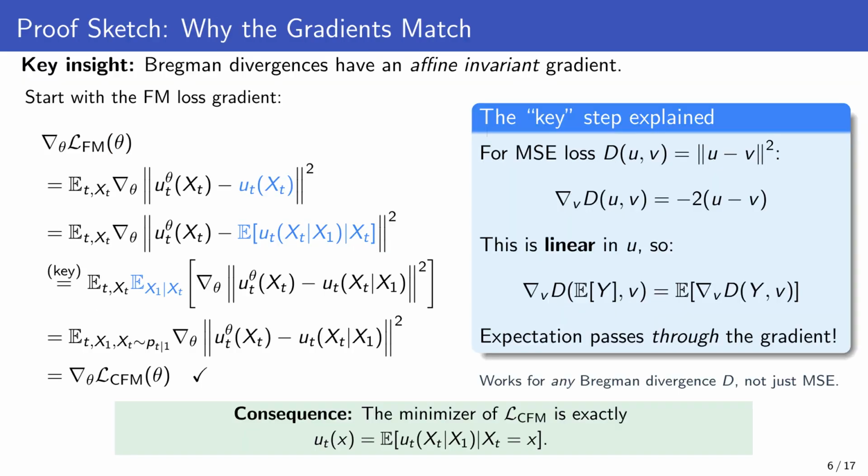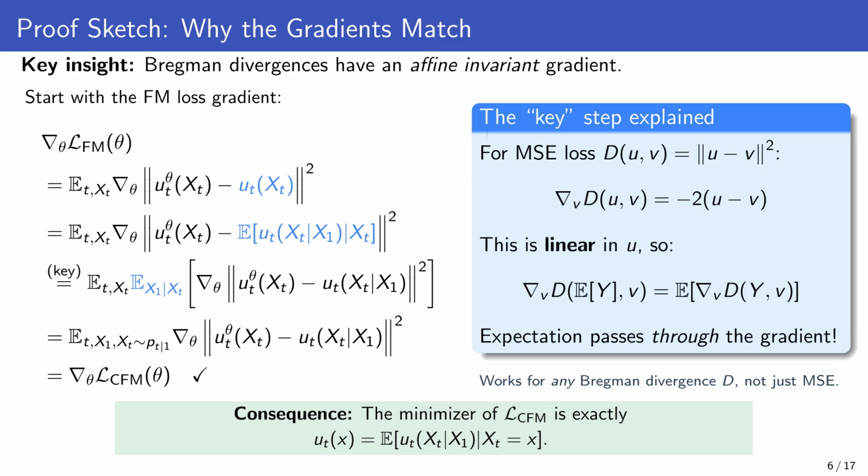Let me now sketch the proof of why the two losses have the same gradients. This is an elegant argument that relies on a single algebraic property of the loss function. Start with the gradient of the ideal flow matching loss. This involves the marginal velocity ut of x, which we know is the conditional expectation of ut of xt given x1, conditioned on xt equals x. So we have the gradient of the squared difference between our prediction and a conditional expectation.